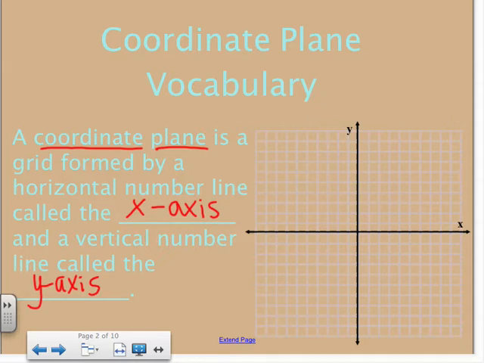There's no easy way to remember that. The only one I've ever heard is some people say the y, it stretches down, so you can think of it going vertically down. But you just have to memorize which is which.